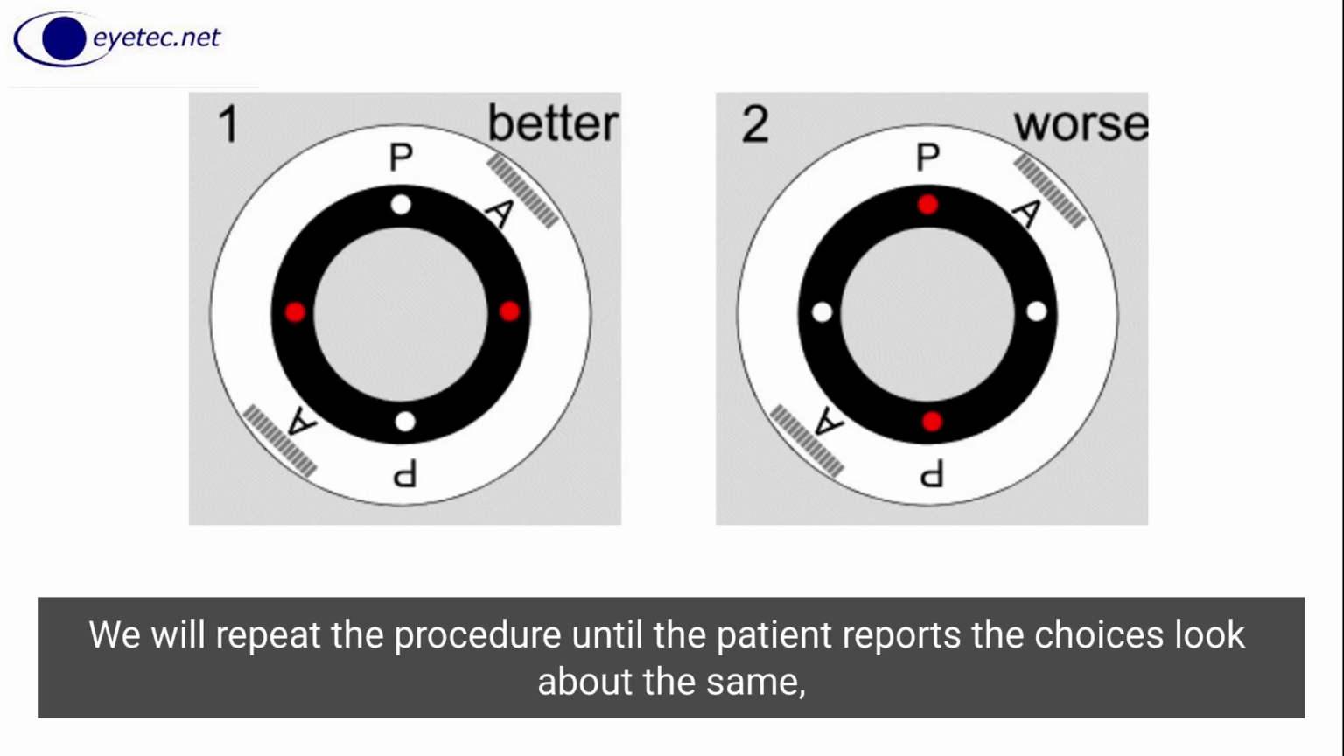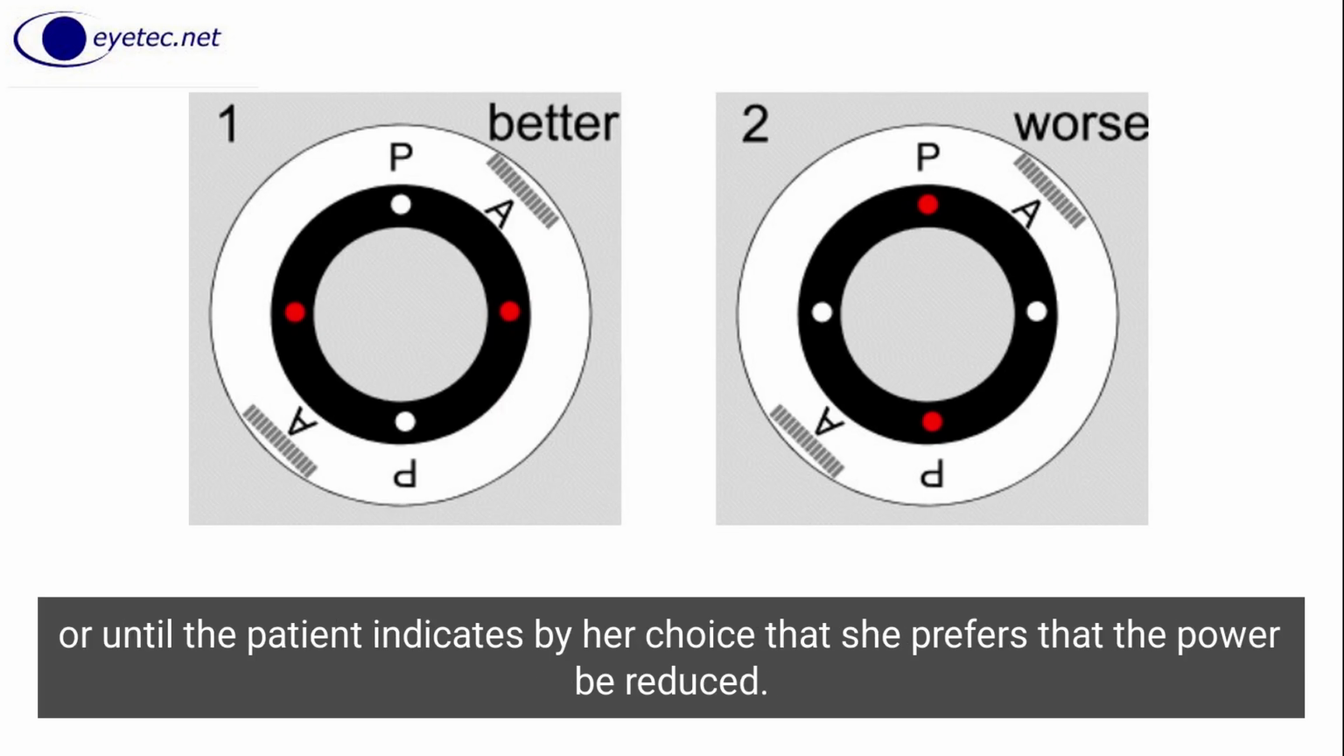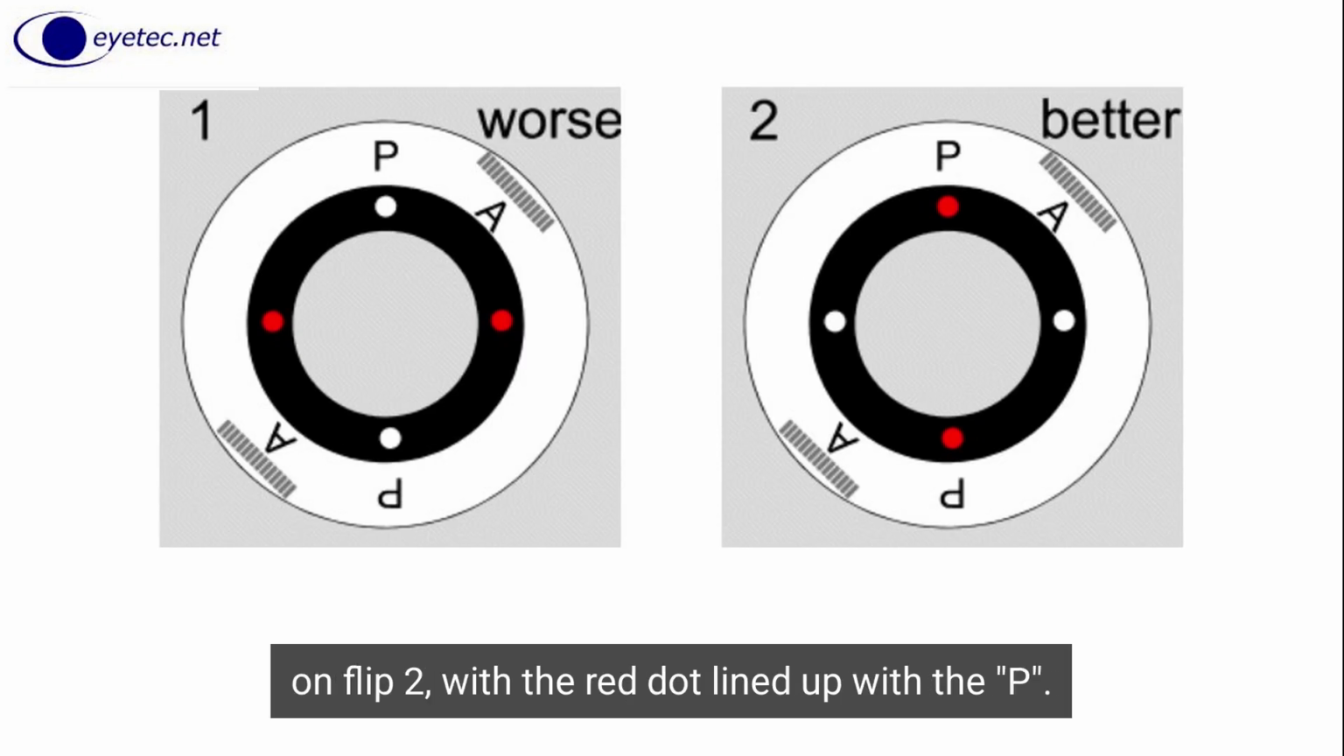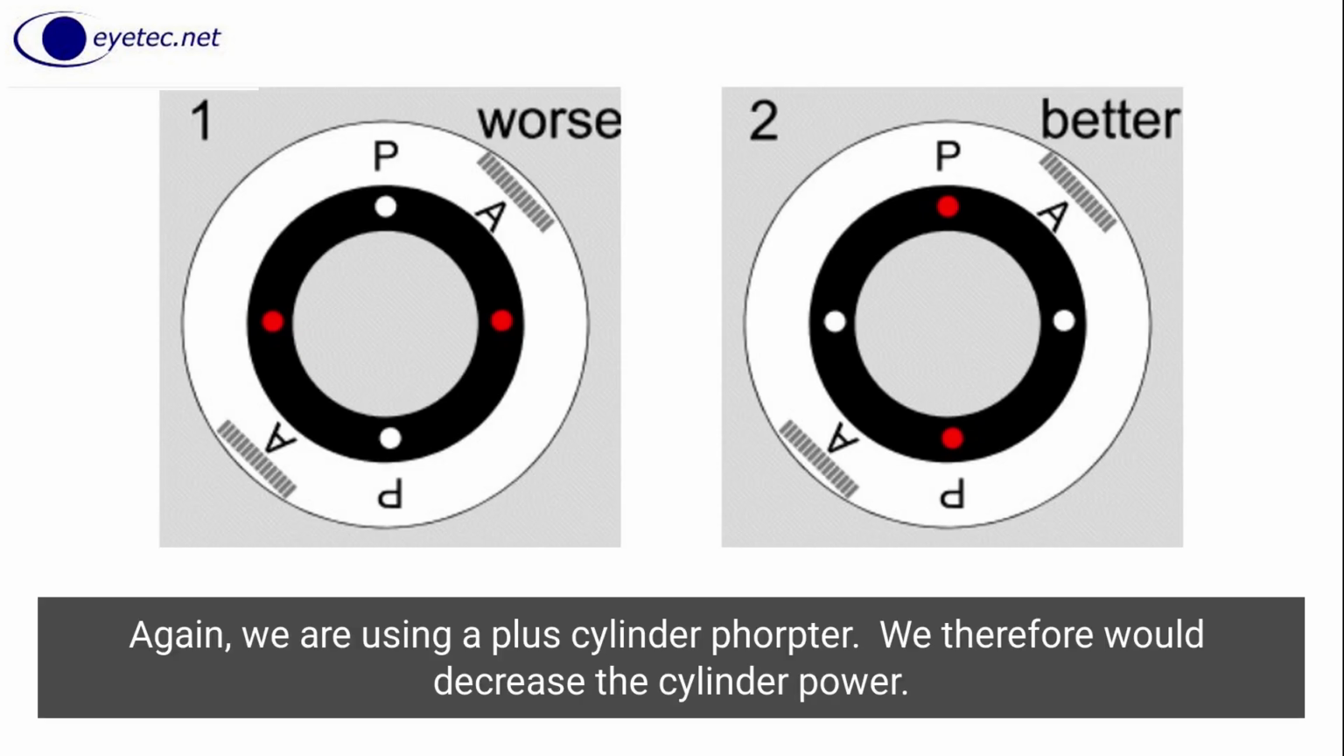We will repeat the procedure until the patient reports the choices look about the same, or until the patient indicates by her choice that she prefers that the power be reduced. In this example, the patient reports better vision on flip 2, with the red dot lined up with the P. Again, we are using a plus cylinder phoropter. We therefore would decrease the cylinder power.